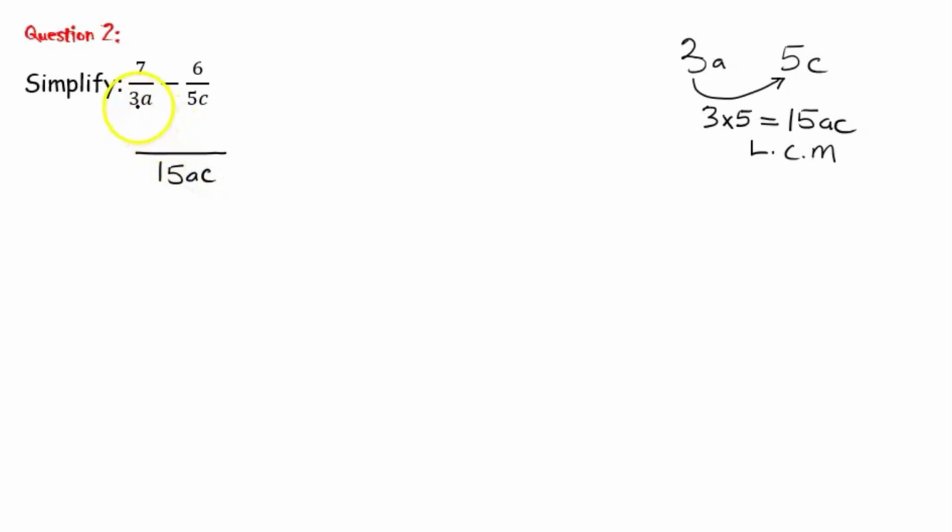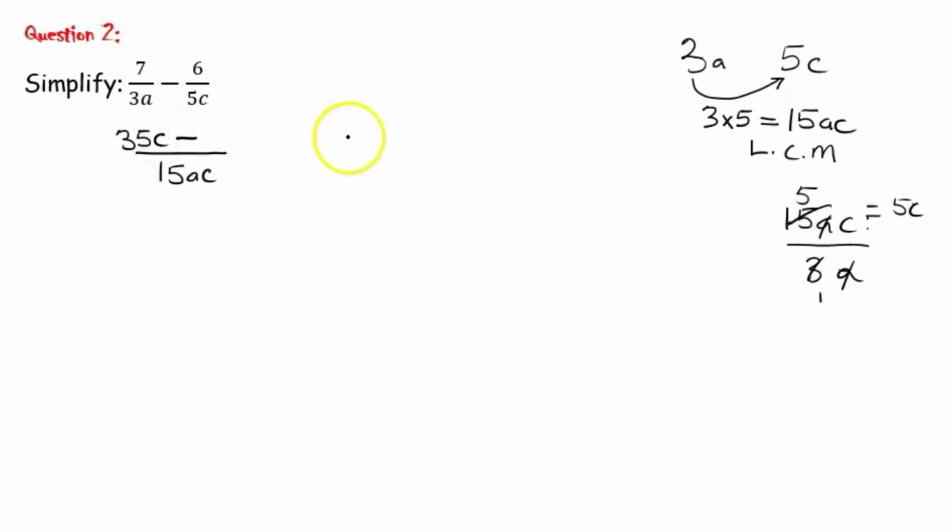Okay, so now what do we do next? You'll be using each denominator to divide the LCM we have just gotten. So we have 15ac divided by 3a. The a cancels, and 3 in 15 is 5. So I am left with 5c. Then multiply by 7. Just focus on the constant: 7 times 5 is 35. So we have 35c.